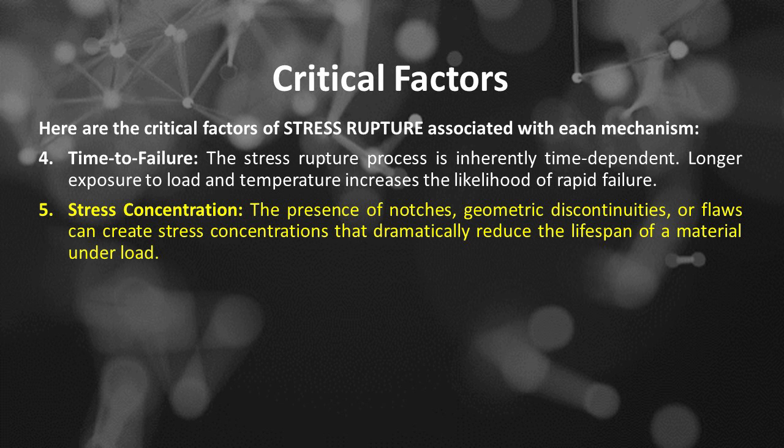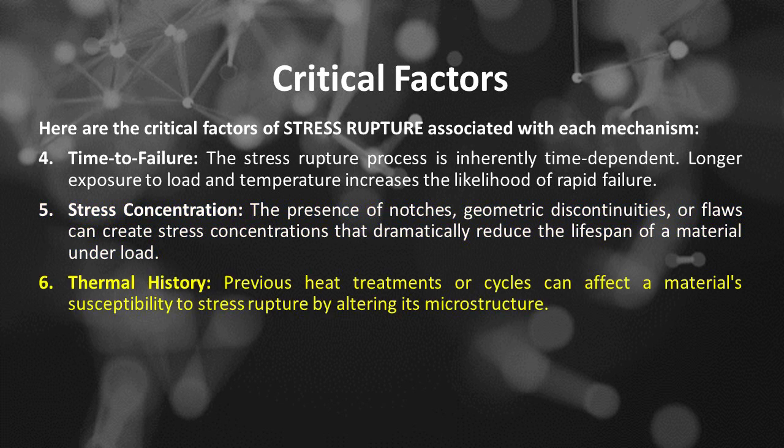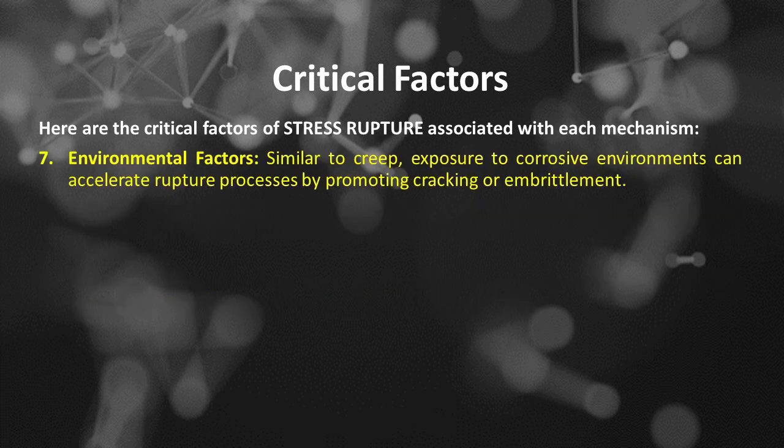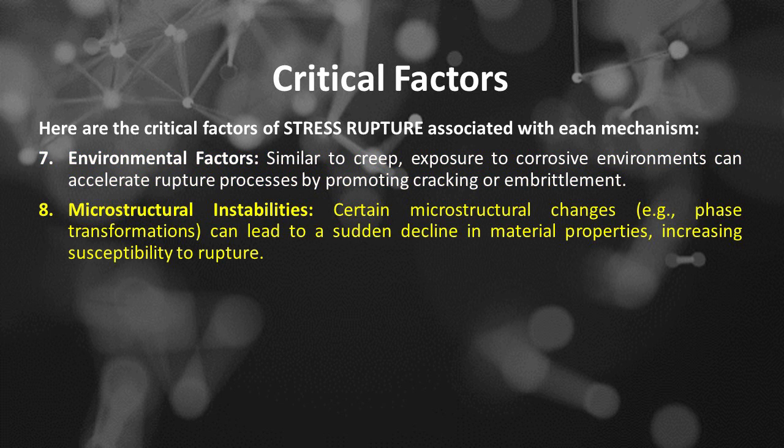Number 6 is thermal history. Previous heat treatments or cycles can affect a material's susceptibility to stress rupture by altering its microstructure. Number 7 is environmental factors. Similar to creep, exposure to corrosive environments can accelerate rupture processes by promoting cracking or embrittlement. Number 8 is microstructural instabilities. Certain microstructural changes, e.g., phase transformations, can lead to a sudden decline in material properties, increasing susceptibility to rupture.